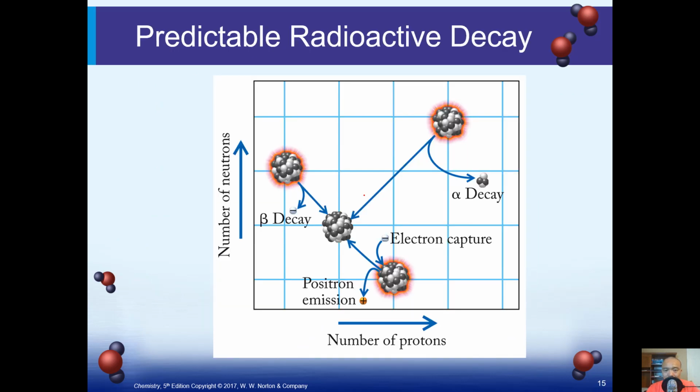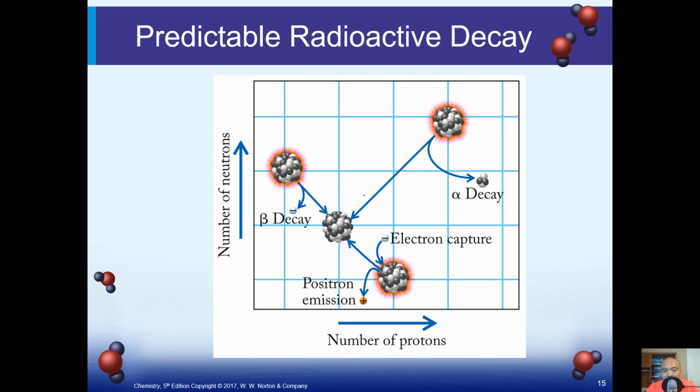To summarize the most likely decay modes illustrated in this figure, radionuclides that have atomic number greater than 83 and are beyond the band of stability will tend to undergo alpha decay to shed extra particles to get down to the band of stability.